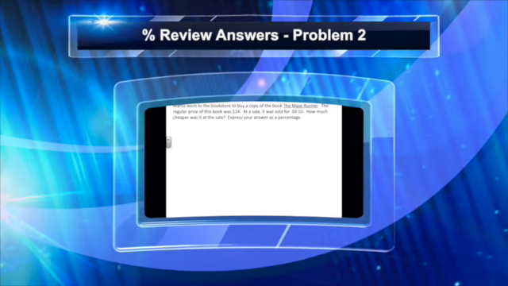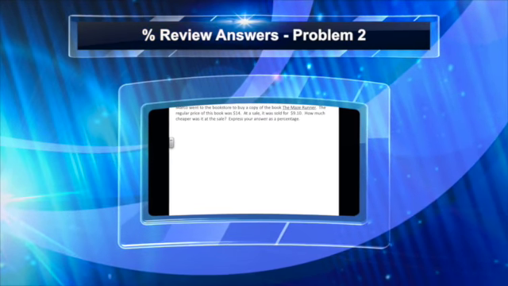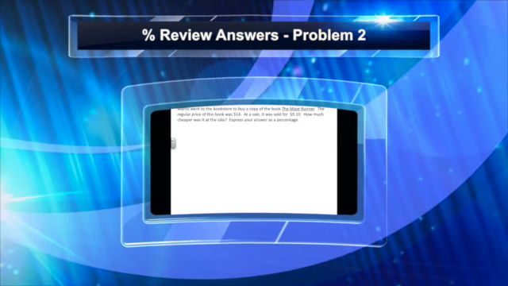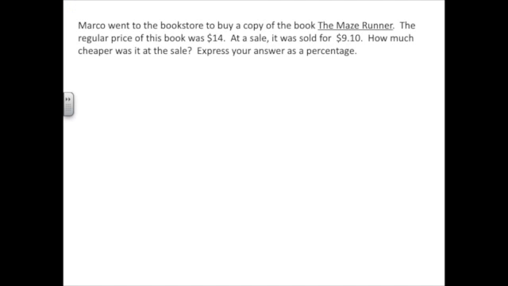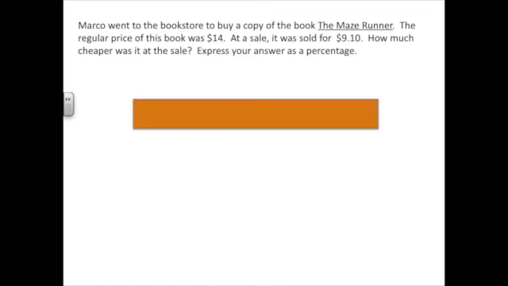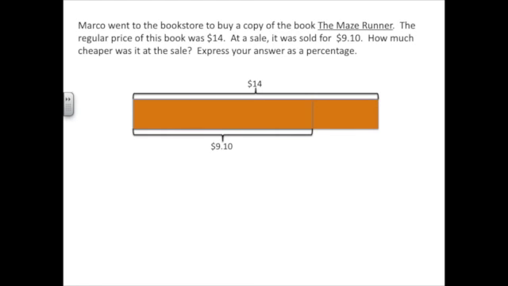Now let's take a look at question 2 on the handout. Marco went to the bookstore to buy a copy of the book, The Maze Runner. The regular price of this book was $14. At a sale, it was sold for $9.10. How much cheaper was it at the sale? Express your answer as a percentage. Once again, we're going to start by drawing our full bar. We know the regular price of the book was $14, so that's the whole amount. At a sale, it was sold for $9.10. So I'm going to label $9.10.